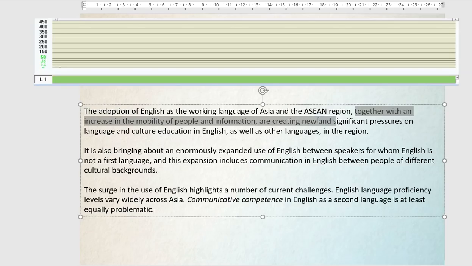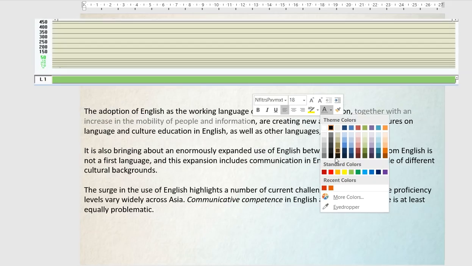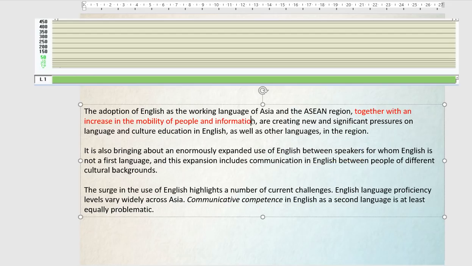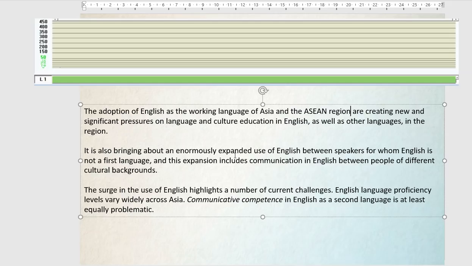Because it's a subordinated clause. You can see that. It is in commas here. You see the commas here? If this wasn't here, it would read, the adoption of English as the working language of Asia and the Asian region is creating a new and significant pressure. Intonation would have kept falling, right? Because the most important is this element.